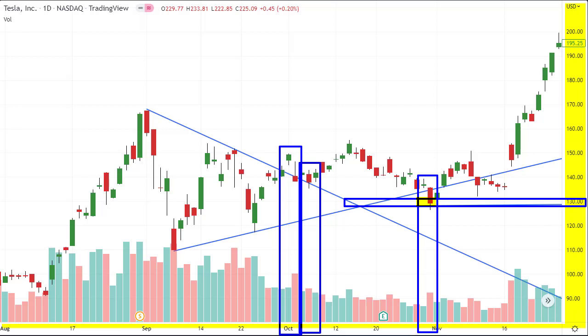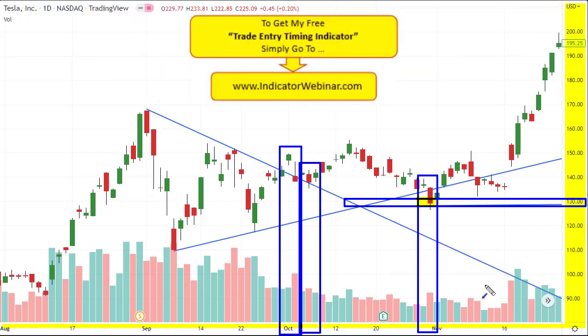But that's it, my friends. X marks the spot. Confluence. Let's see if I can get an arrow on here real quick for you. There we go. So it's the confluence of time and price that gives us precision entries. So that's the lesson for today.